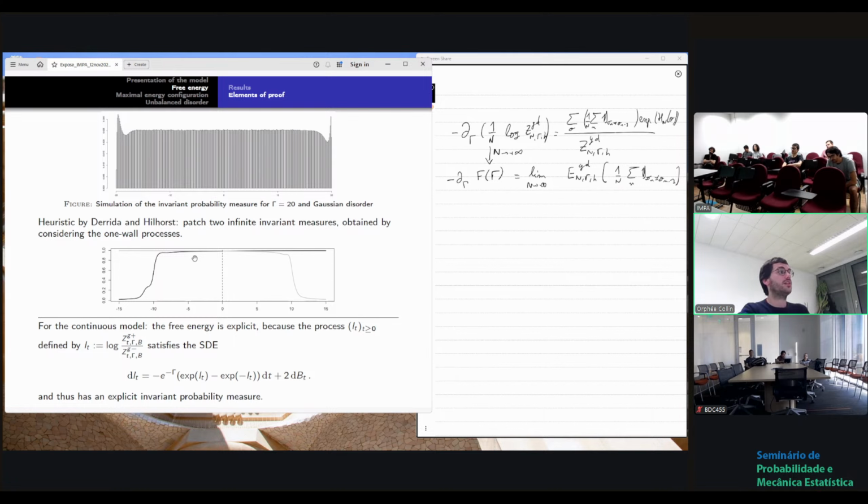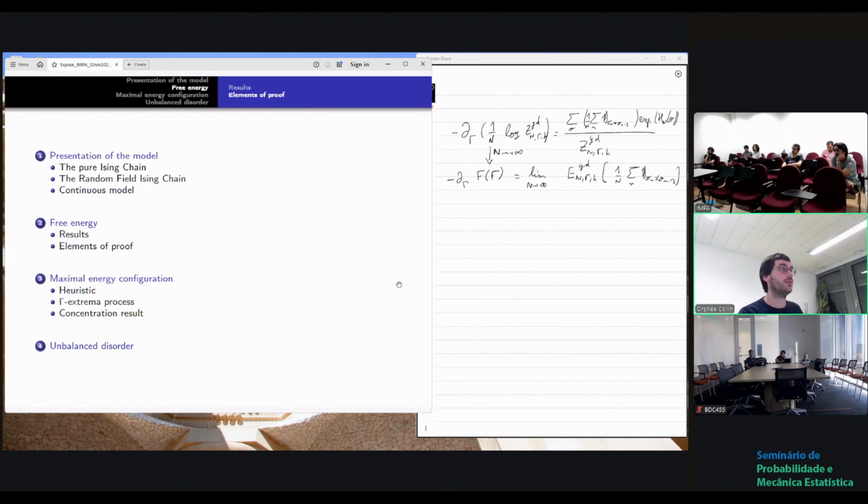Let me just mention that for the continuous model, things are simpler because instead of having a discrete random walk which is subjected to a confinement mechanism, we have a diffusion in a potential. And therefore, we have an explicit expression for the probability measure, and we can exploit the integral formula that we have and exactly compute the free energy. Okay. I'm finished with the free energy.